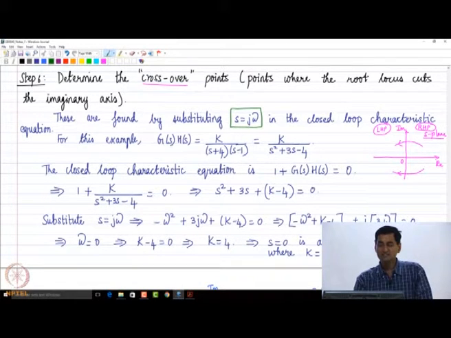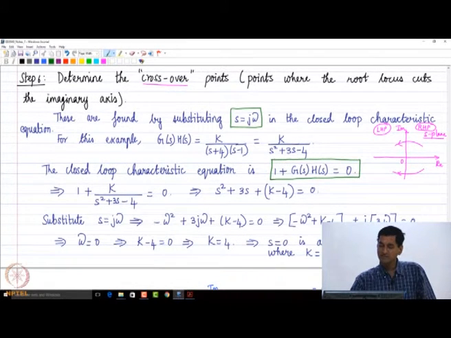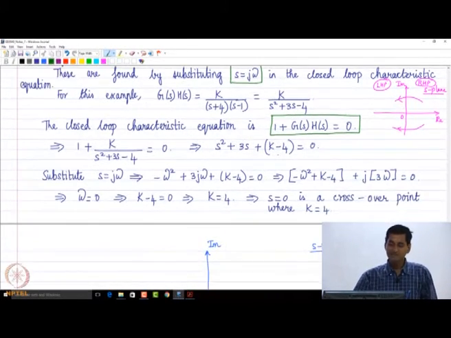So, let us consider the example that we are looking at. For this example, g of s h of s was k divided by (s plus 4) times (s minus 1). I just expanded it as s squared plus 3s minus 4, right. Now, the closed loop characteristic equation is 1 plus g of s h of s equals 0. That is something which we already know, right. So, we just plug it in and simplify, and we get the closed loop characteristic equation as s squared plus 3s plus k minus 4 equals 0, right.